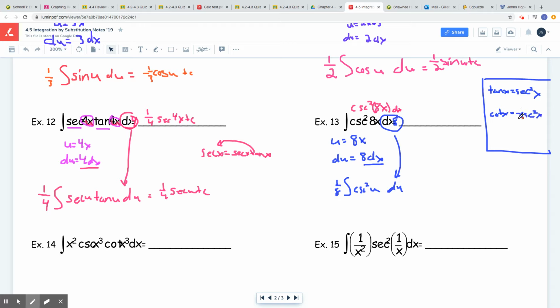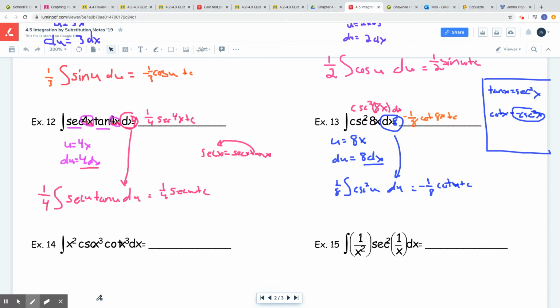I look at the right side, there it is. Cosecant squared x is cotangent. See how these are opposite signs? So these need to be opposite signs. So it's going to be negative 1/8 cotangent u plus c, sorry, cotangent u. So the final answer is negative 1/8 cotangent u, which is 8x, plus c.